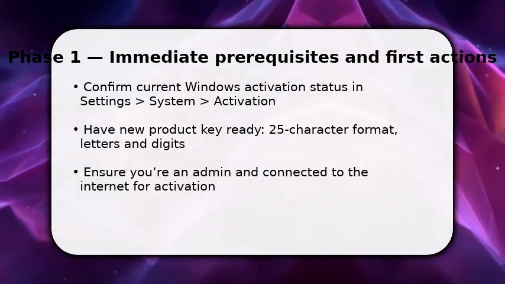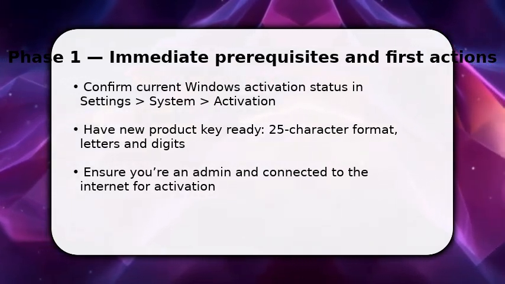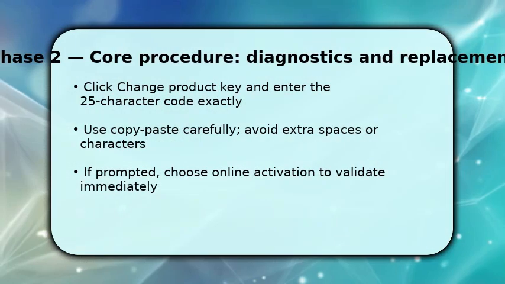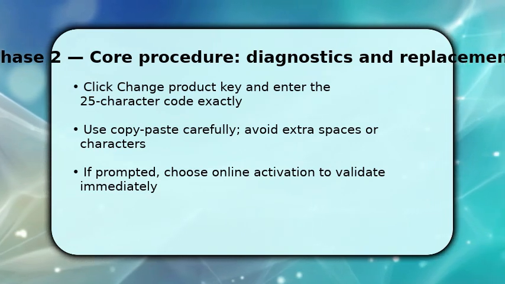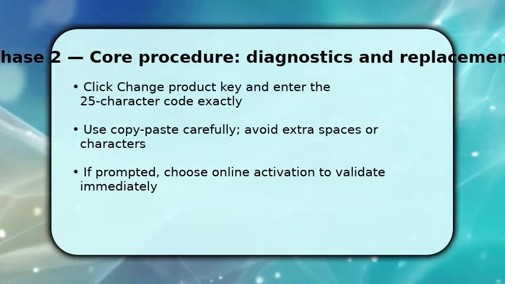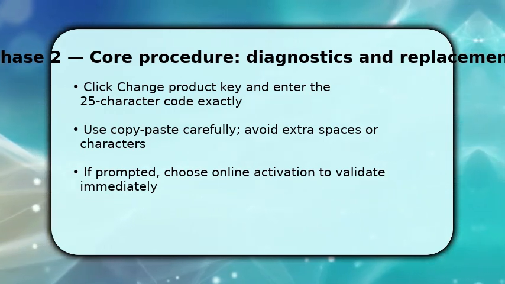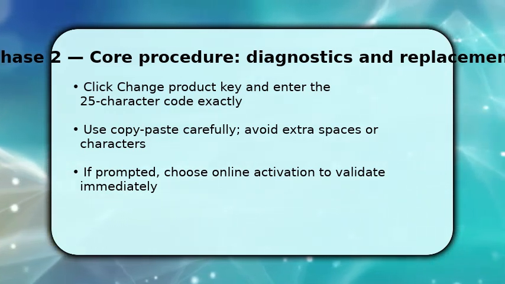If you're ready, click Change Product Key. This begins the process that replaces the old key with the new one. Now you'll enter the key. Click Change Product Key and type or paste the 25-character code carefully. Watch for extra spaces. Once entered, press Next to let Windows validate the key.